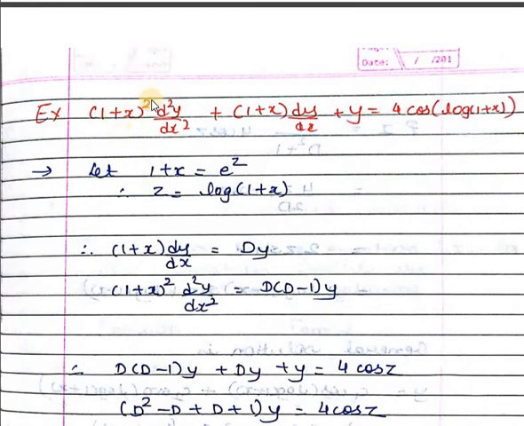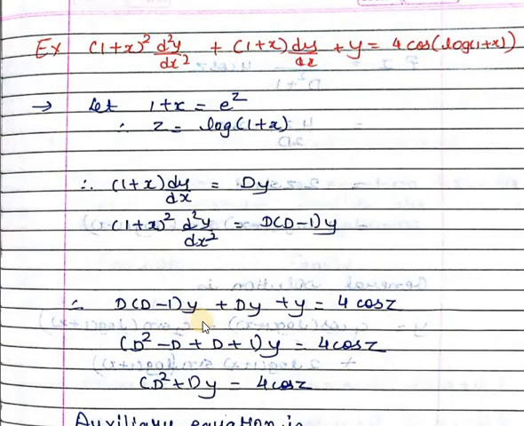Solve (1 plus x) whole square d square y divided by dx square plus (1 plus x) dy by dx plus y is equal to 4 cos in bracket log (1 plus x). So here the given equation is Legendre's linear equation. Therefore we will suppose 1 plus x is equal to e raised to z. Therefore z will be log (1 plus x). Now (1 plus x) dy by dx will be converted into Dy. In the same way, (1 plus x) whole square d square y divided by dx square will be converted into D(D minus 1)y. Therefore this can be written as D(D minus 1)y plus Dy plus y is equal to 4 cos z, because log (1 plus x) is z.